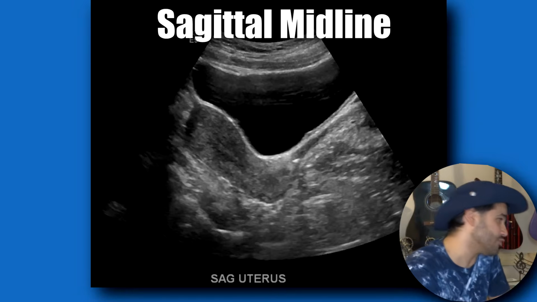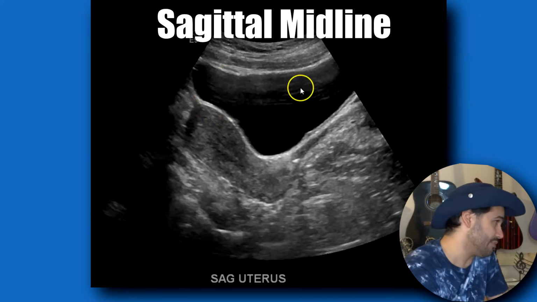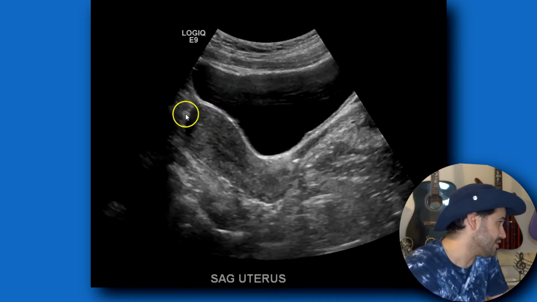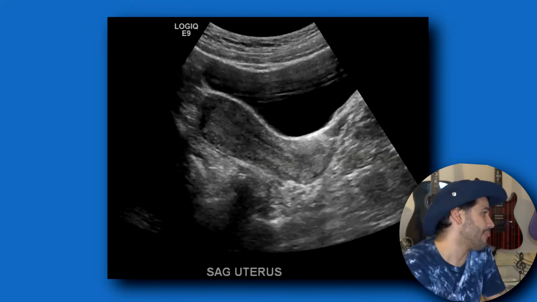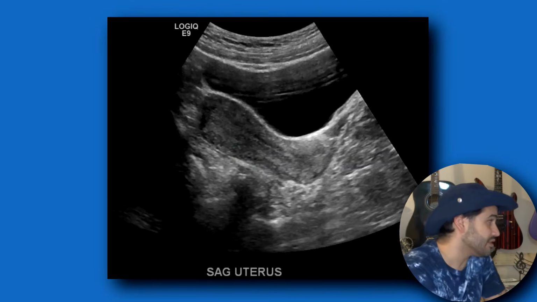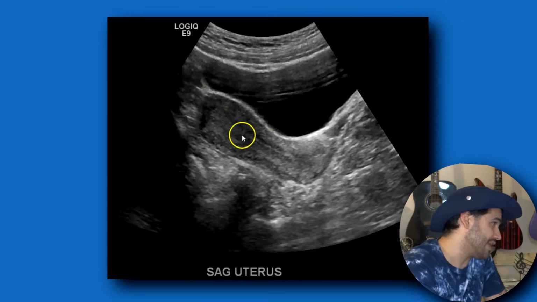So I begin sagittal midline. Here you see the bladder is filled. This is the fundus. You got your endometrial stripe right here, cervix, and your vaginal canal. Take that image in midline. Here's another image in midline with the endometrial stripe slightly clearer.